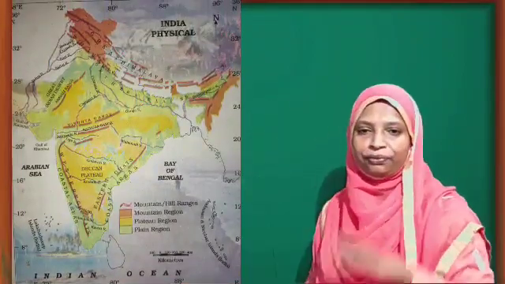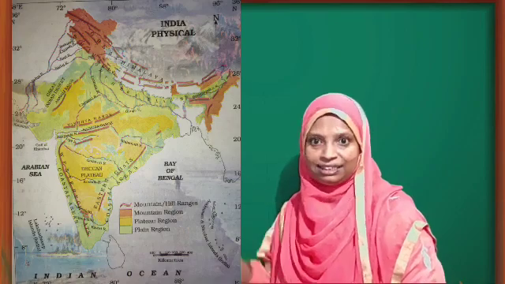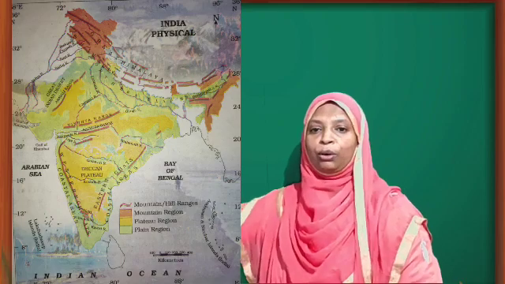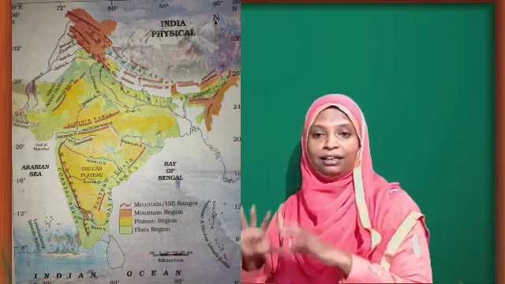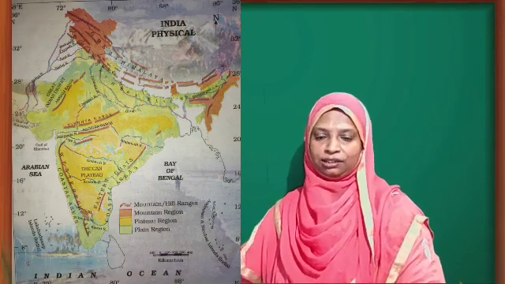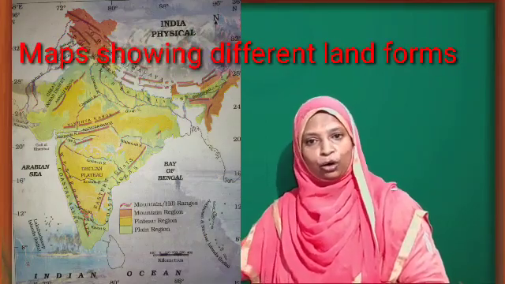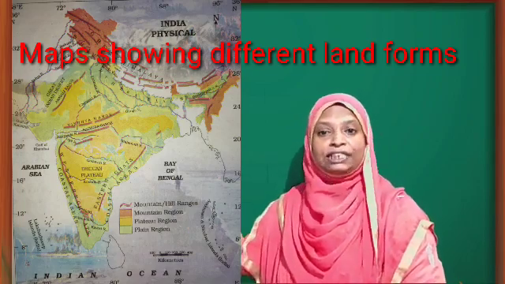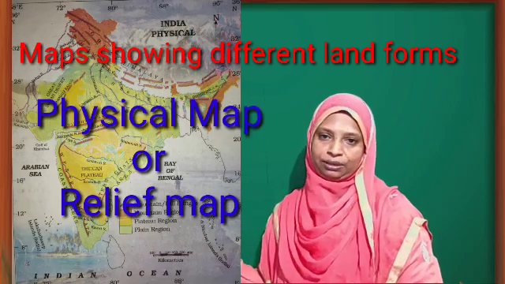Now look at this one. Is it the same as the one that we just watched now? No. Some other different features or colors etc. can be seen here. That means here we have different colors and the areas just like mountains or plateaus or desert or islands etc. can also be seen here in different colors. So when a map shows different land forms just like mountains or rivers or plateaus or plains or islands etc., such maps are known as physical map or relief map.